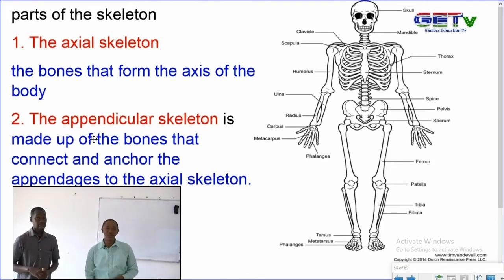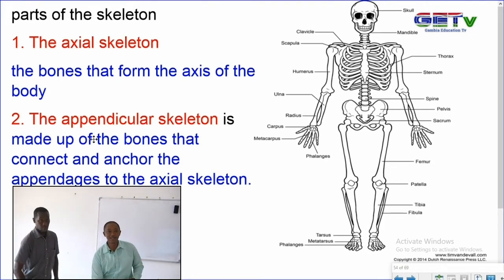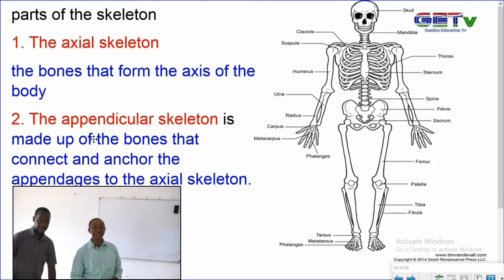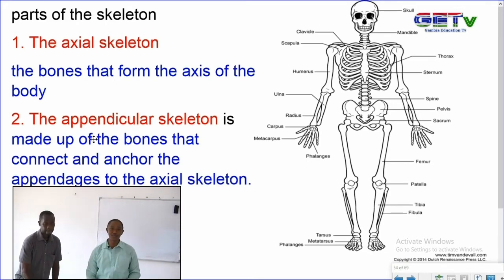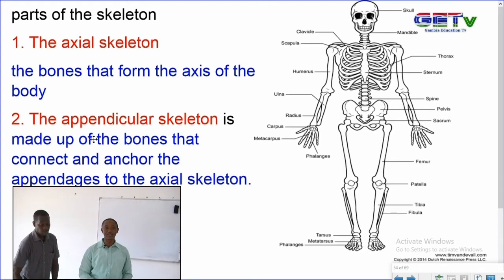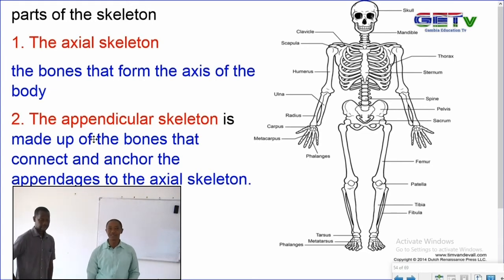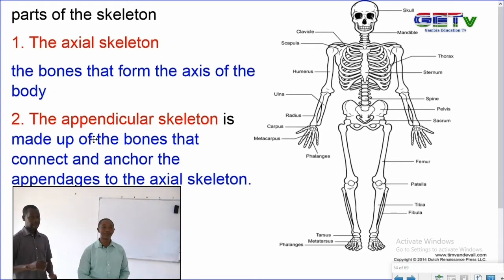The long bones, you have the femur, then you have the patella or the kneecap, and then you have the bones of the leg. The big bone, the main bone there is the tibia, and they have a tiny one at the back, which is the fibula.